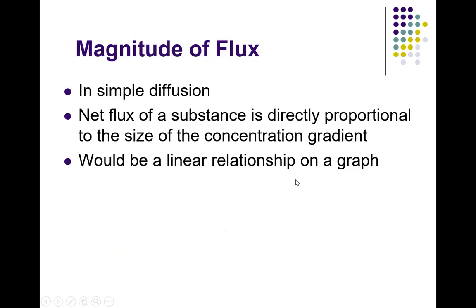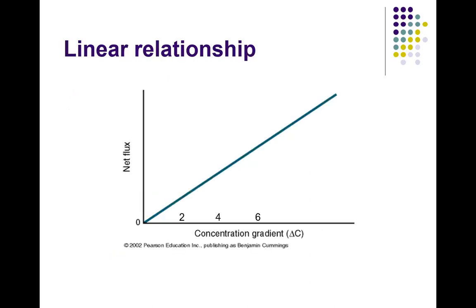So magnitude of that flux or flow in simple diffusion, basically the net flux or net flow is directly proportional to the size of the concentration gradient. So the bigger the concentration gradient, the bigger the magnitude of flux or flow. It would be linear, like you'd get a linear relationship. If you keep on doubling the concentration, you're going to see that magnitude of flux or flow is going to also double.